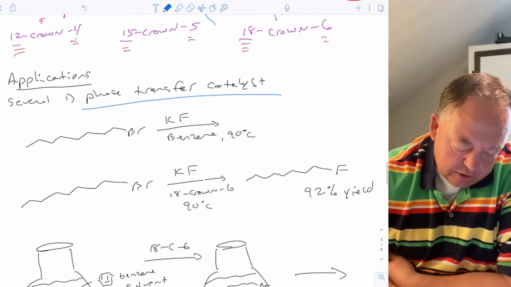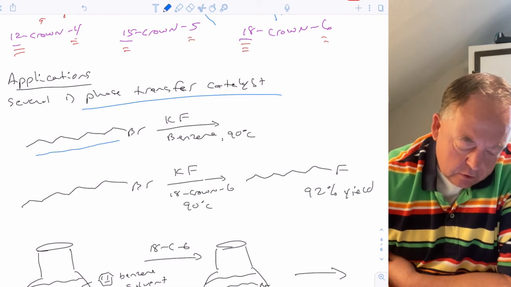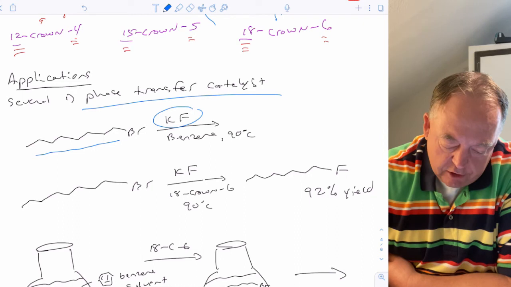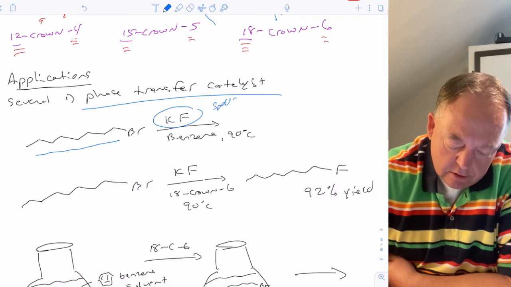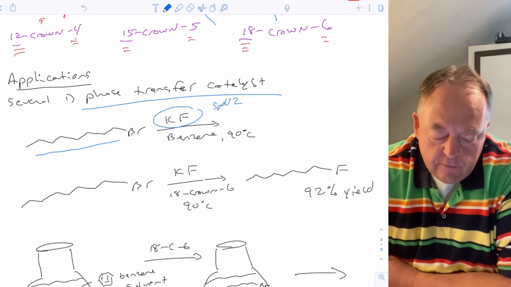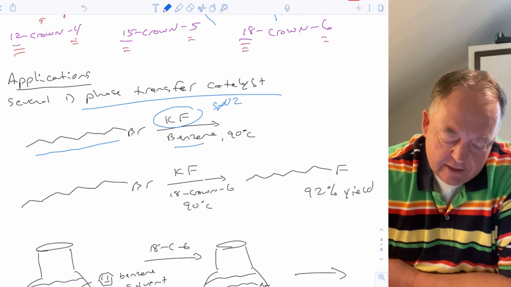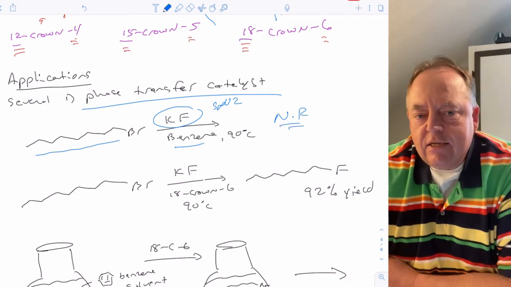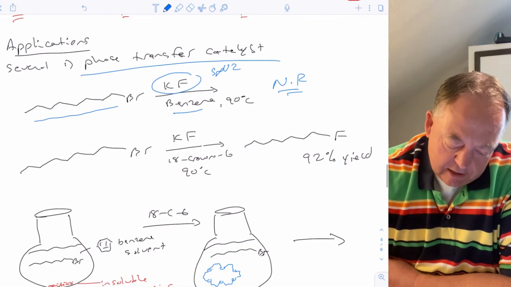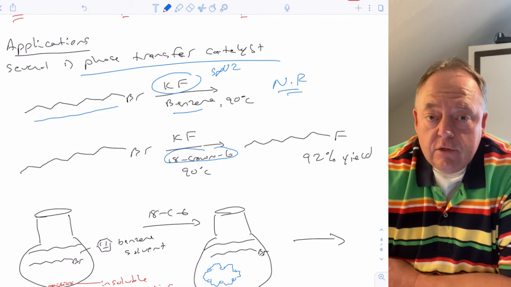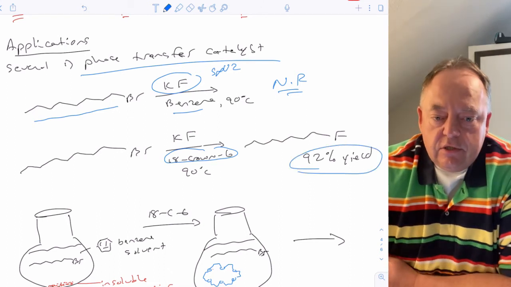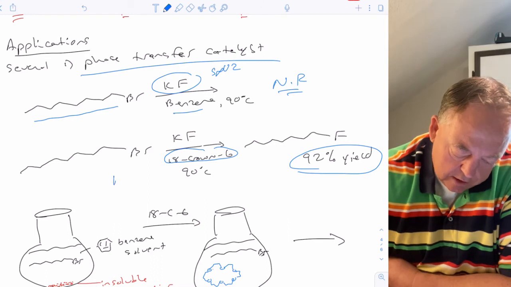So if you try to do this reaction, if you took 1-bromooctane and tried to do an SN2 reaction with potassium fluoride, using benzene as a solvent, then what you get is no reaction. This reaction doesn't work. But if you take a little bit of 18-crown-6 and put it into the reaction flask, then you get a 92% yield. So what's going on?